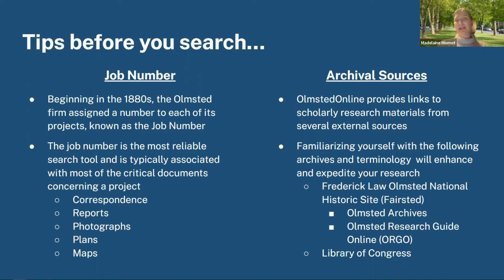Secondly, it will benefit you to familiarize yourself with the most commonly used archival sources. OlmstedOnline provides links to scholarly research materials from several external sources. So it's worth spending some time acquainting yourself with these names and websites because they will be referenced often. Some of them that you're going to hear about today are the Frederick Law Olmsted National Historic Site, which is also known as Fairsted, the Olmsted Archives, the Olmsted Research Guide Online, which is abbreviated to ORGO, and then the Library of Congress. If this is your first time hearing any of these terms, don't worry, because you will be introduced to them in this presentation.